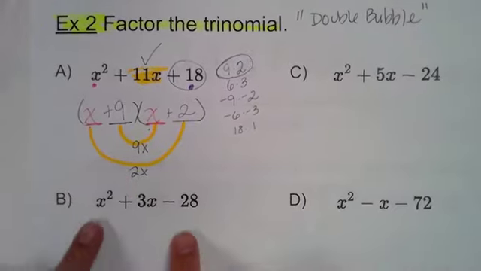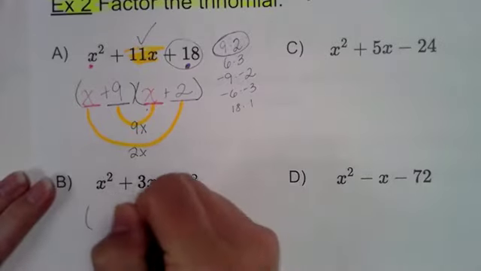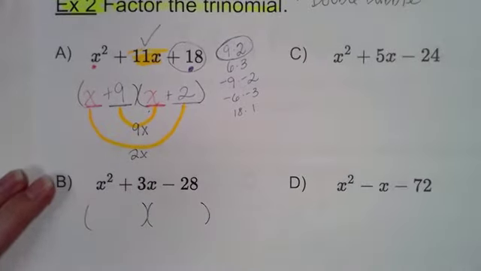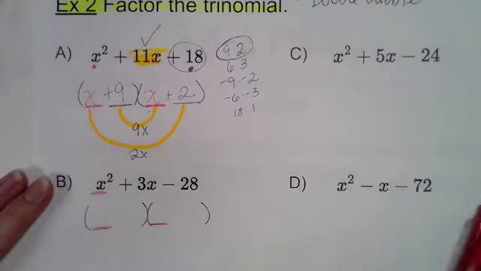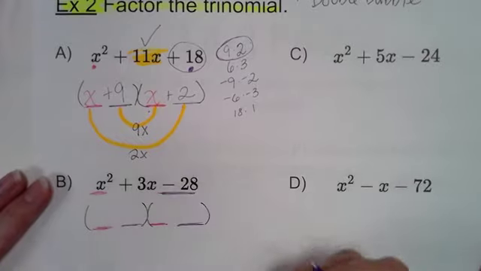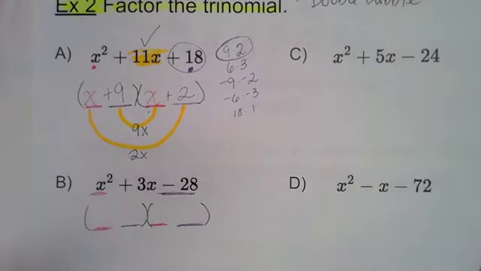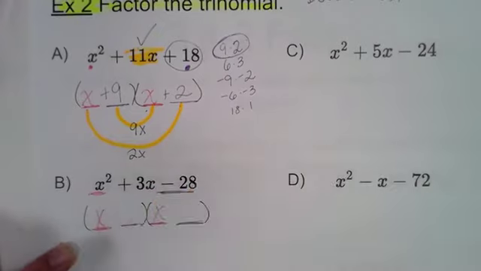Let's look at letter B. X squared plus 3x minus 28. We are factoring. We are double bubbling. And I'm going to fill in the first thing. I got a second spot to fill in. And we'll check the rainbow for the middle term. Ladies and gentlemen, what times what is x squared? X times x is x squared.